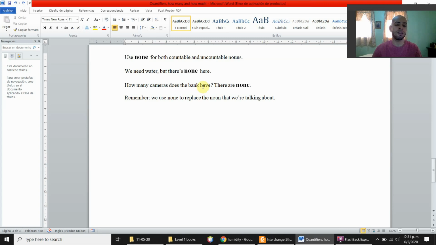How many cameras does the bank have? There are none. Instead of saying there are no cameras, you just say there are none. And it's the same thing. You don't have to repeat the word camera again. I mean, you could, but it doesn't sound natural. It sounds like you're repeating again and again. It's not something native speakers do.